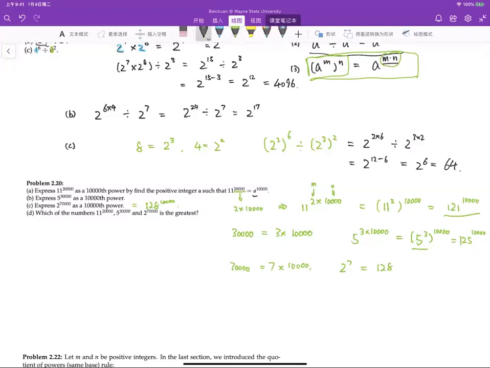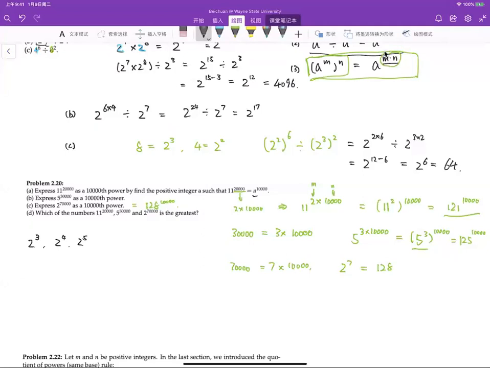Usually if you want to compare three numbers, you can either make them into the same base or the same exponents. For example, if you have 2 to the third, 2 to the fourth, and 2 to the fifth, then it will be very easy to compare them, right? Because definitely if the exponent is greater, then the number will be greater.